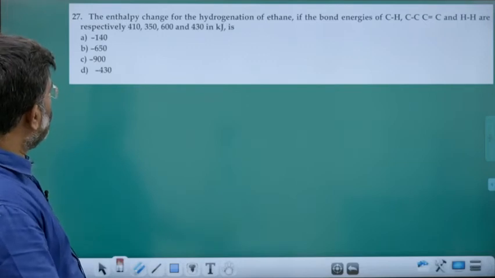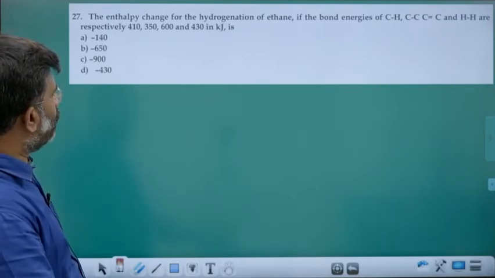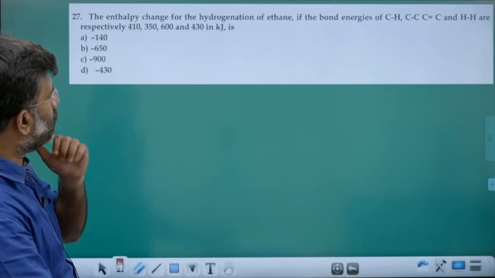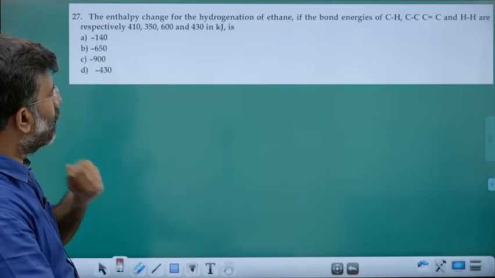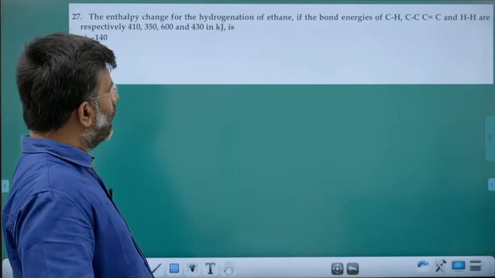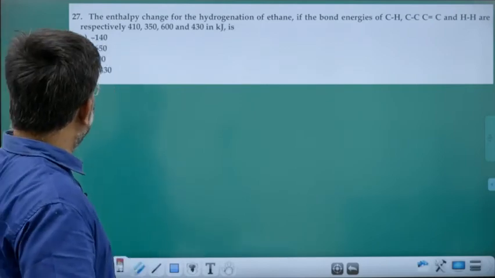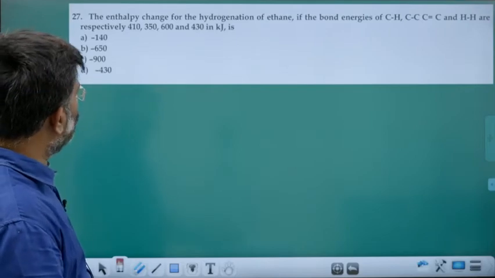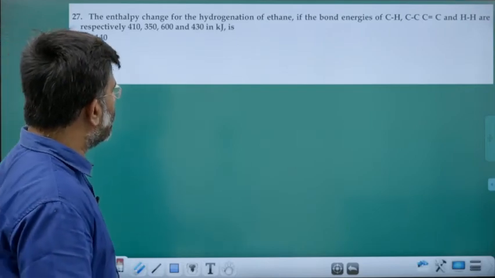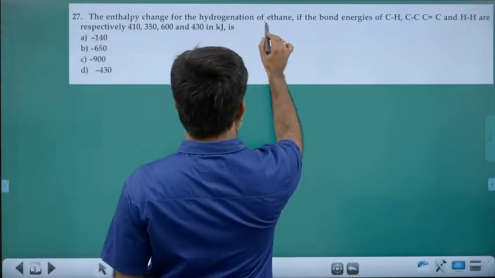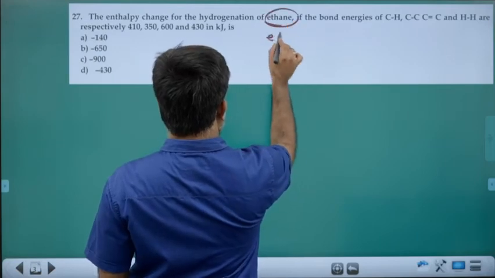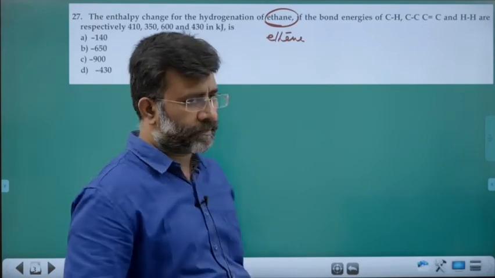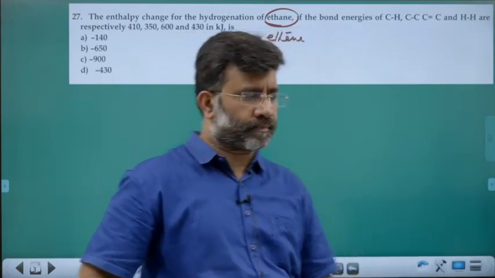The enthalpy change for hydrogenation of ethane, if bond energies of carbon-hydrogen, carbon-carbon single bond, double bond and H-H are respectively given. It should not be ethane. Ethane cannot be hydrogenated. It must be ethene, children.